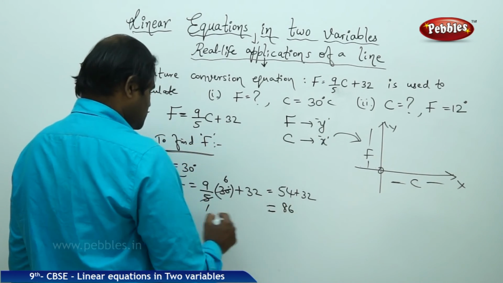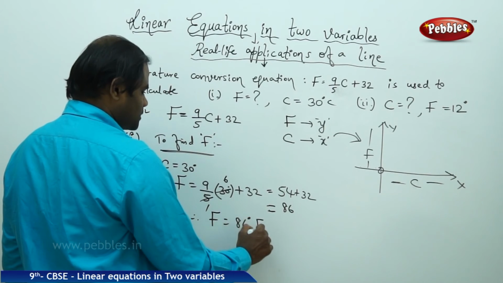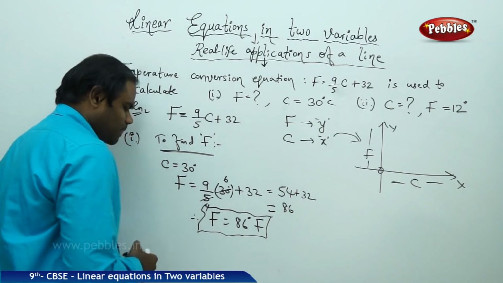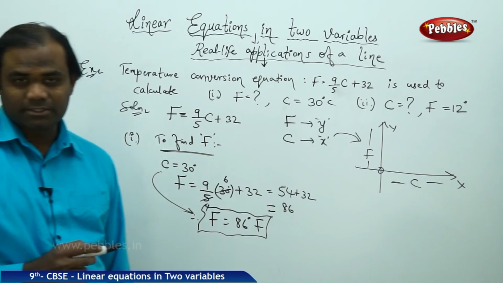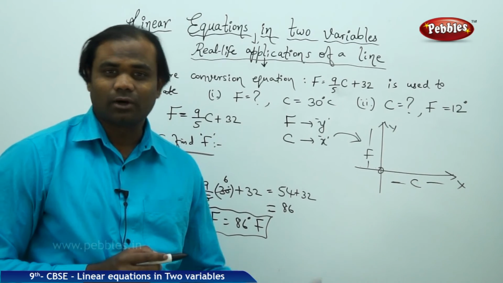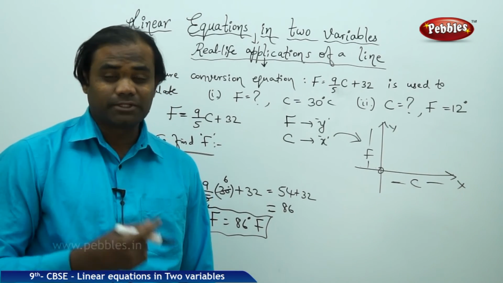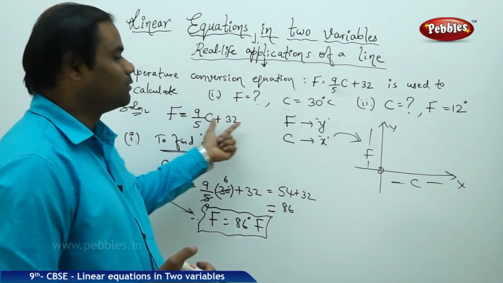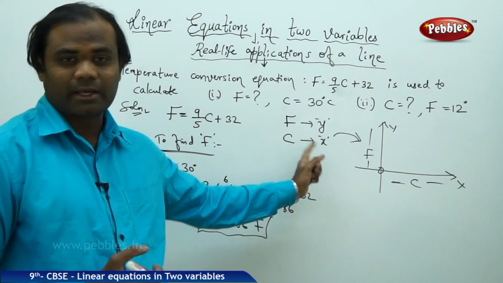Therefore, my F is 86 degrees Fahrenheit. So 30 degrees centigrade converts to 86 degrees Fahrenheit. This is how we understand the conversions which can be done given the linear equation y equals ax plus b, y for F and x for C.